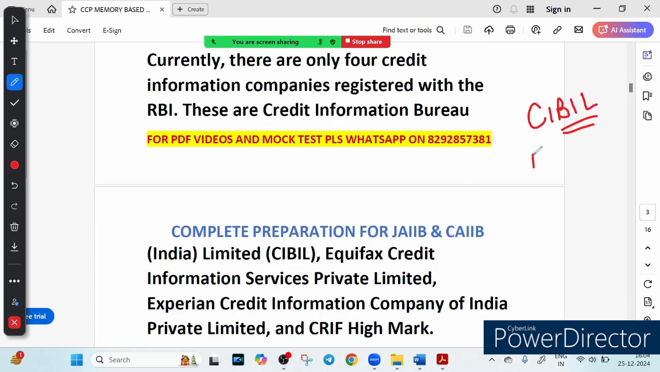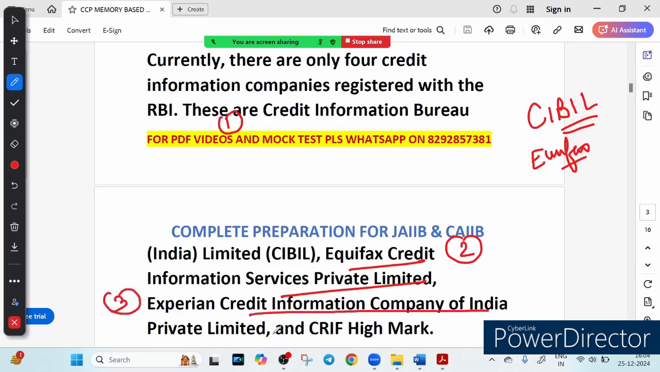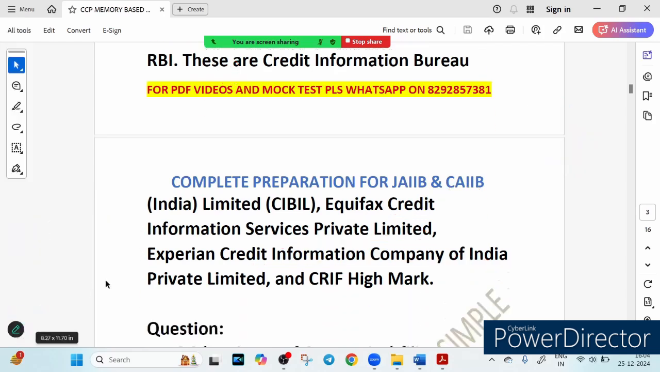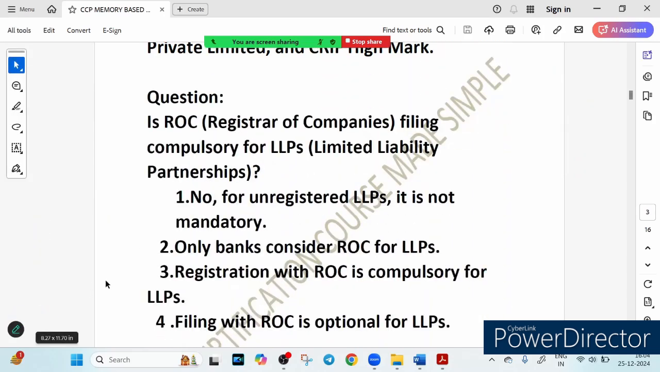And then we have Equifax, right? Equifax Credit Information Services Private Limited. This is the second one. First is CIBIL. The third is Experian Credit Information Company of India Private Limited. And the fourth is CRIF High Mark. So these are the 4 CICs in India, right? Credit Information Companies. Now let's see the next question.